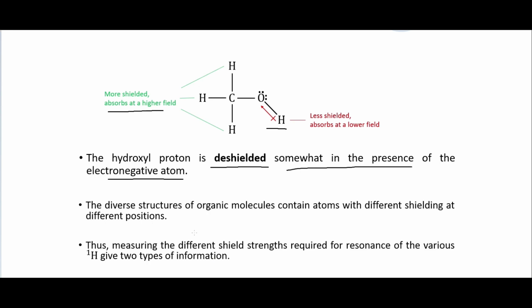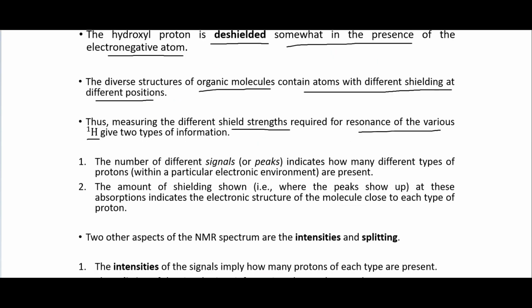So the diverse structures of organic molecules contain atoms with different shielding at different positions. Based on the position in the molecule, a proton will be in a particular chemical or electronic environment, and so it will have a different amount of shielding. What this means is that measuring the different shield strengths required for resonance of the various hydrogen protons gives two types of information. One is the number of different signals or peaks, which indicates how many different types of protons within a particular electronic environment are present.